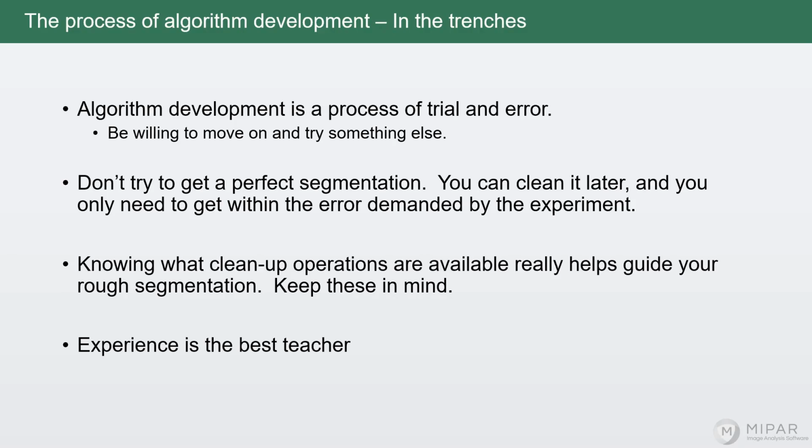Also be aware that you don't need to be perfect, especially with your initial segmentation. You can clean it later, and you have some sort of error that's acceptable in your experiment. You only need enough accuracy in order to be able to tell your experimental group from your control group, for instance, or to be within the accuracy specified by your particular standard. If it's not perfect, that's okay. Having in mind what cleanup operations are available later will help you make decisions on what types of errors are acceptable in your rough segmentation.